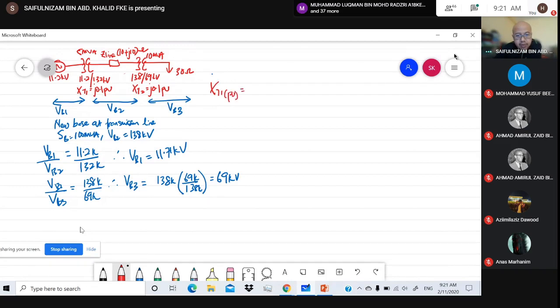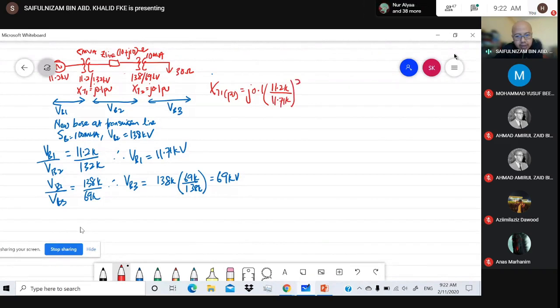To find the new per unit value for T1, since you are given the old per unit, what is the equation for per unit new? Old per unit value times the kV old. What is the base voltage? You can choose either primary or secondary. Let's say I choose primary. So 11.2 kV over old value, 11.2 is the old value from the nameplate rating. The new value, VB1, is 11.71 kV.